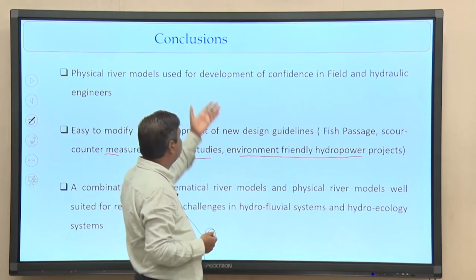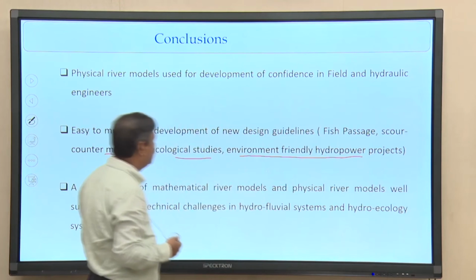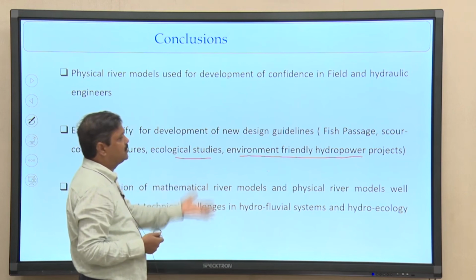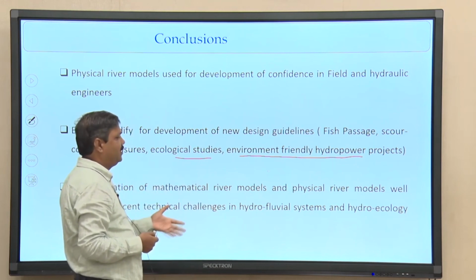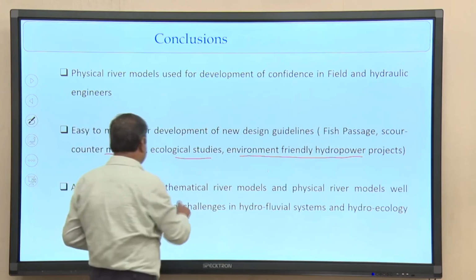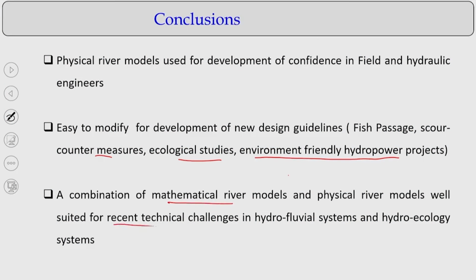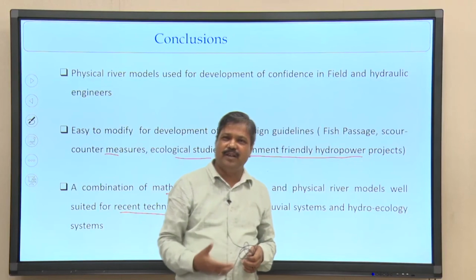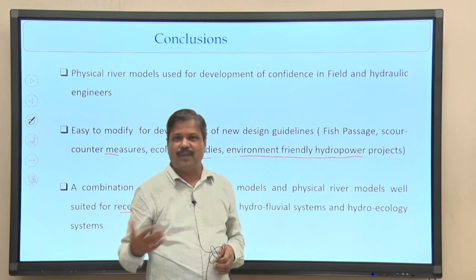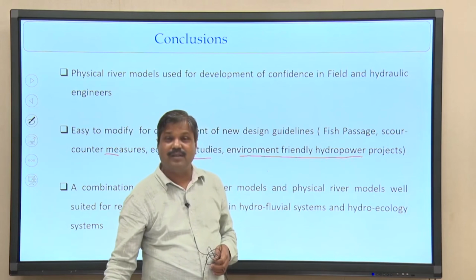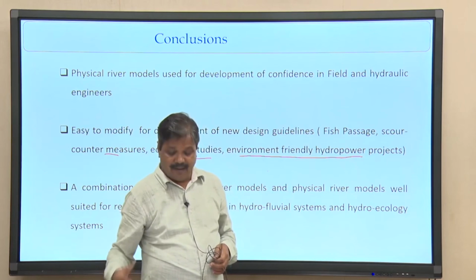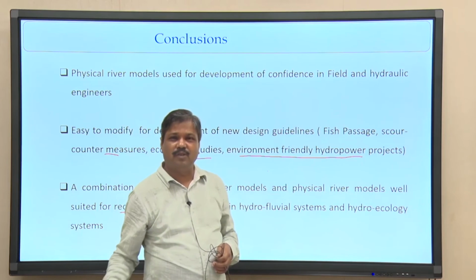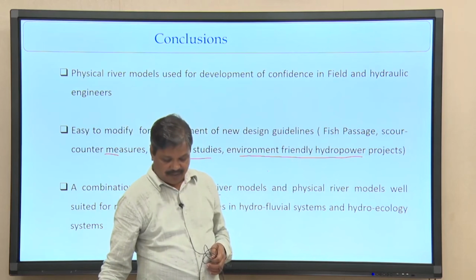So, we need these physical model setups to give confidence, and they can be complementary to mathematical river models. We have recent technical challenges for fluvial systems, river ecology systems and river health, all of which are bigger issues. The combination of mathematical models and physical models can give us a set of solutions which we can implement.